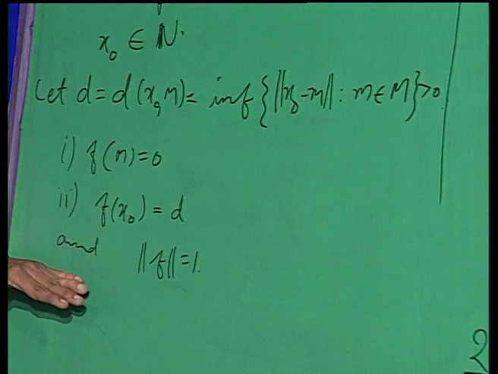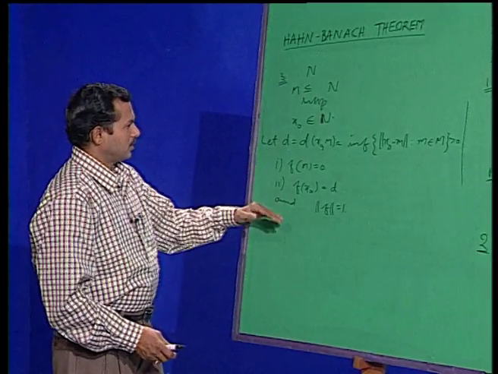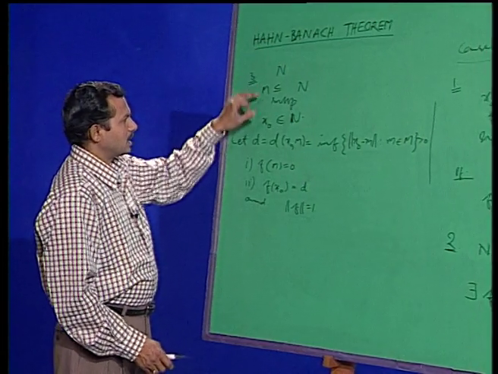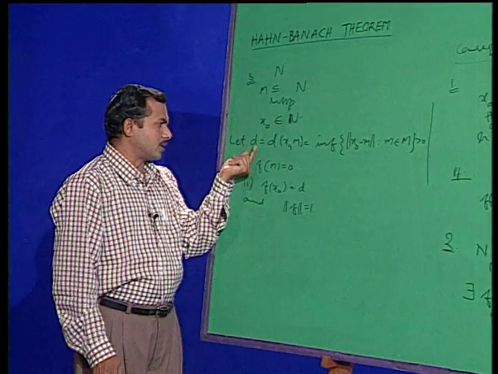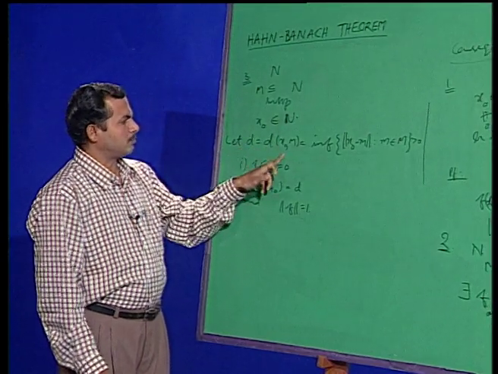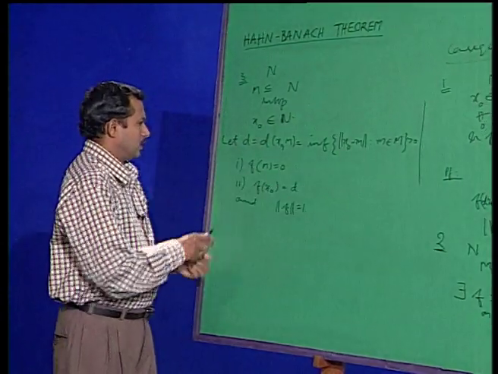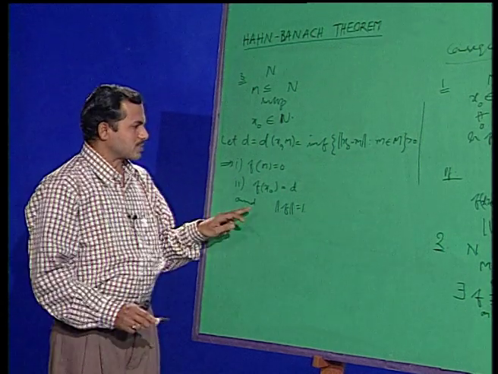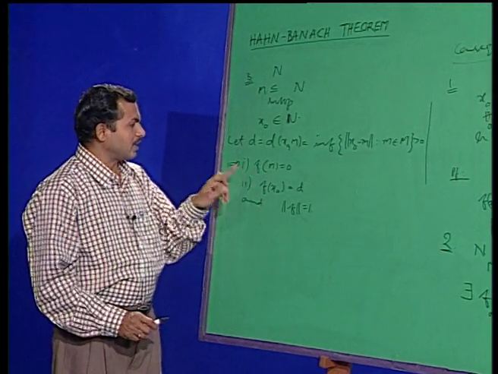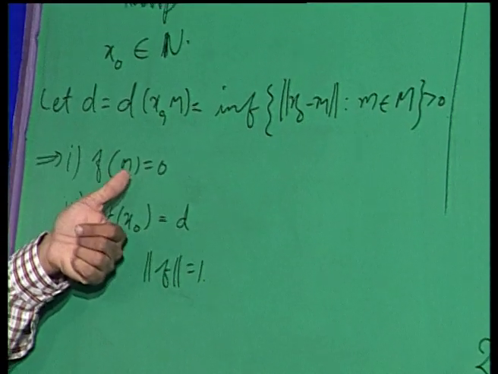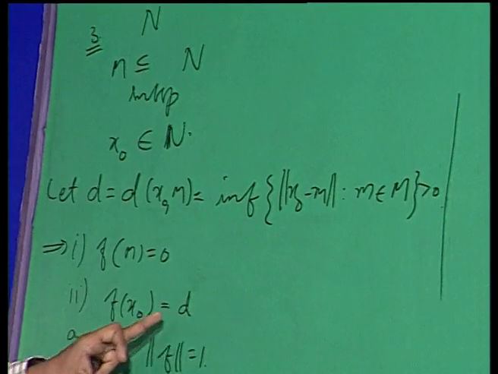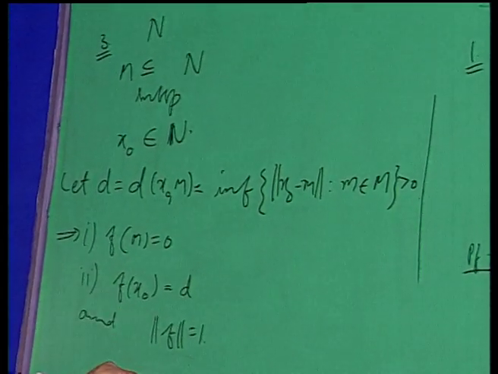So we have the following. N is a normed linear space and M is a subspace of N, and x naught is coming from N, and if the distance between x naught and M is positive, then using the Hahn Banach theorem we can obtain that there exists a linear functional f on the whole space N, such that f of m is equal to 0 and f of x naught is equal to d and its norm is equal to 1.